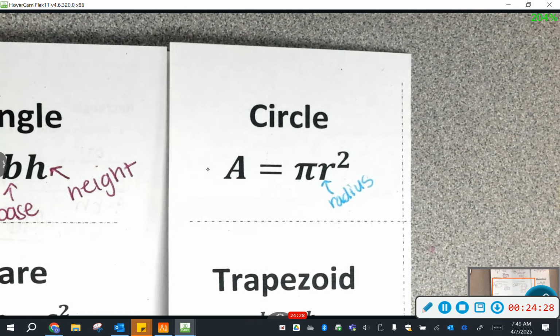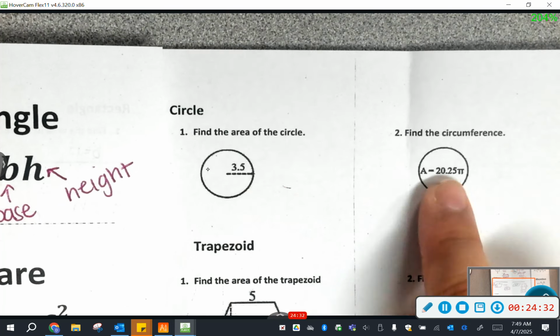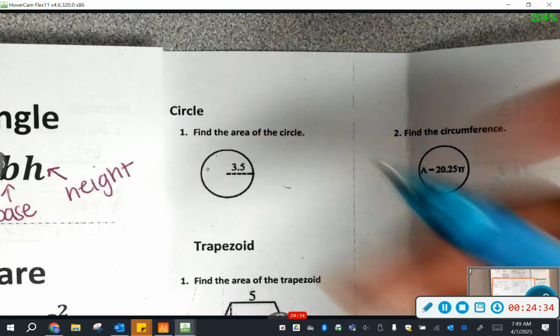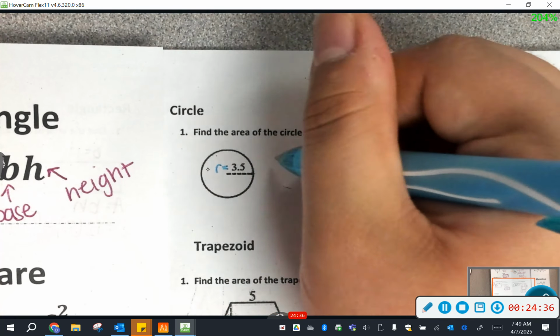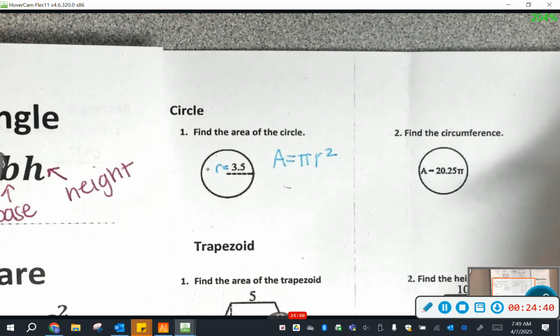And we are going to plug into this. So, find the area of this circle. What is my radius here? 3.5. So, area equals pi r squared.